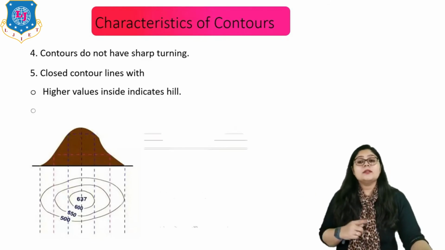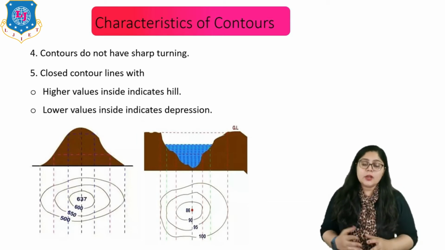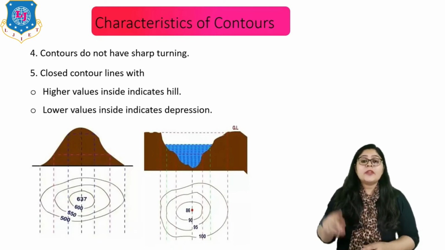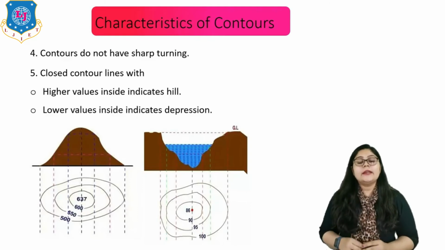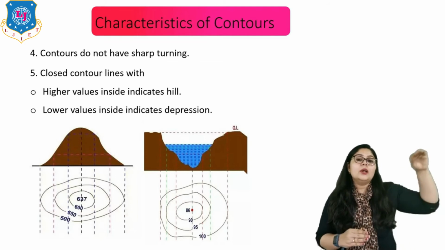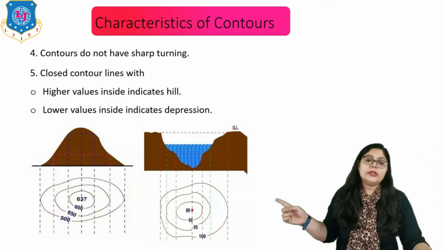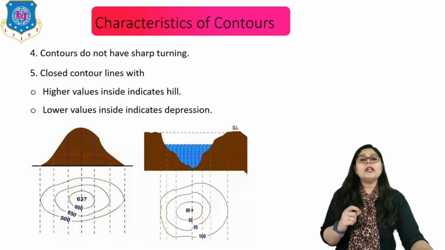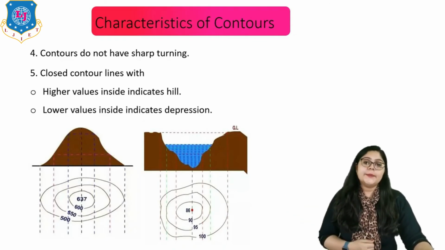In the same way, a lower value inside indicates a depression, because it is the opposite of this hilly area. So here the lowest portion, 86, is in the center. Then it increases as you go to the bank of a river, up to 100, as shown in this figure. That is very important to understand in order to read any contour map, right? To know whether it is a hilly or valley condition.